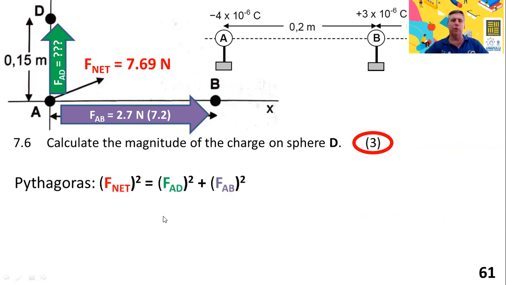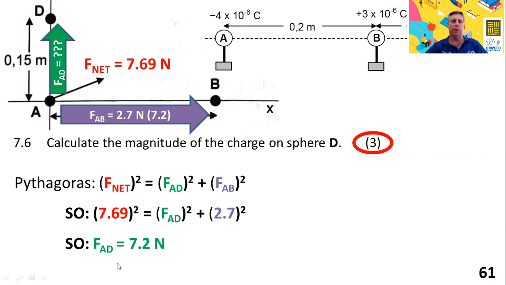So all we can do here is use Pythagoras, because these two forces are at right angles. So we can say F net squared, the hypotenuse, equals FAD squared plus FAB squared. Now just rearranging that, putting in the numbers you were given, 7.69 for F net, we calculated 2.7 for FAB, and just solving for FAD, we get 7.2 newtons. So that is the force exerted on A by D.